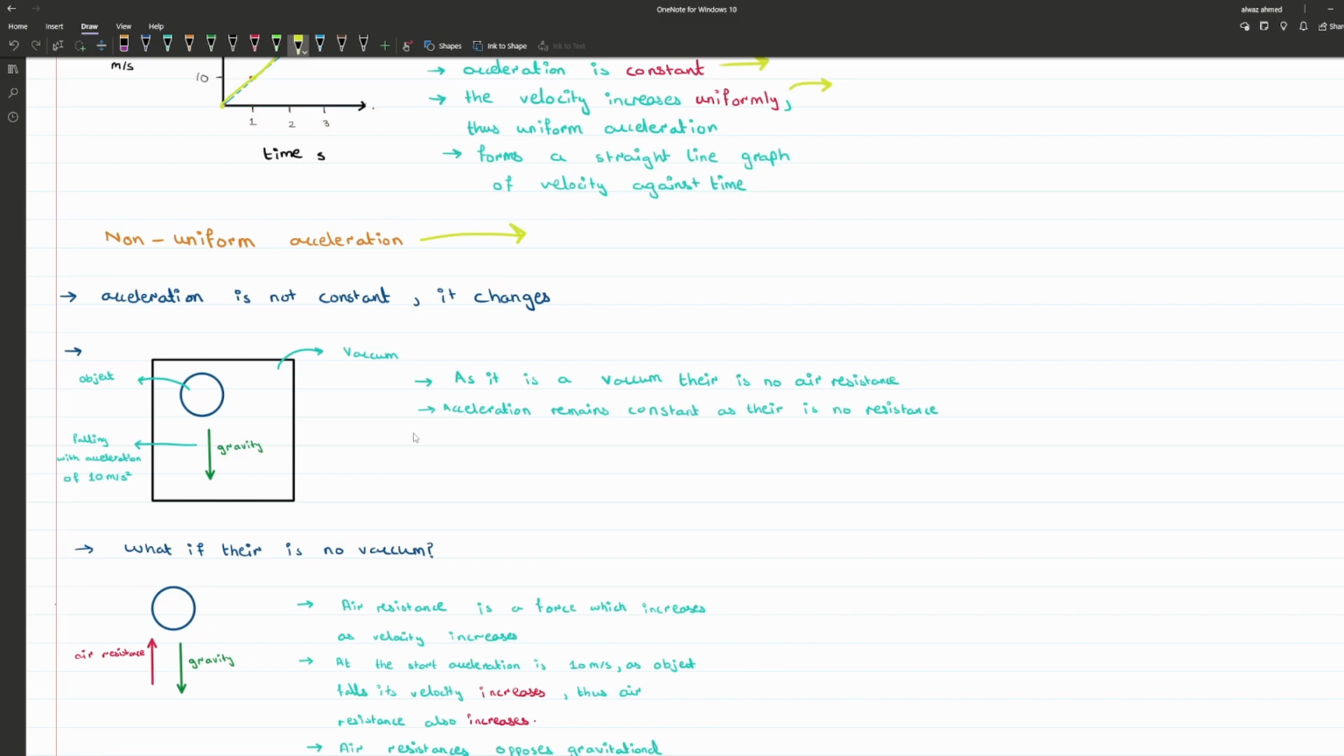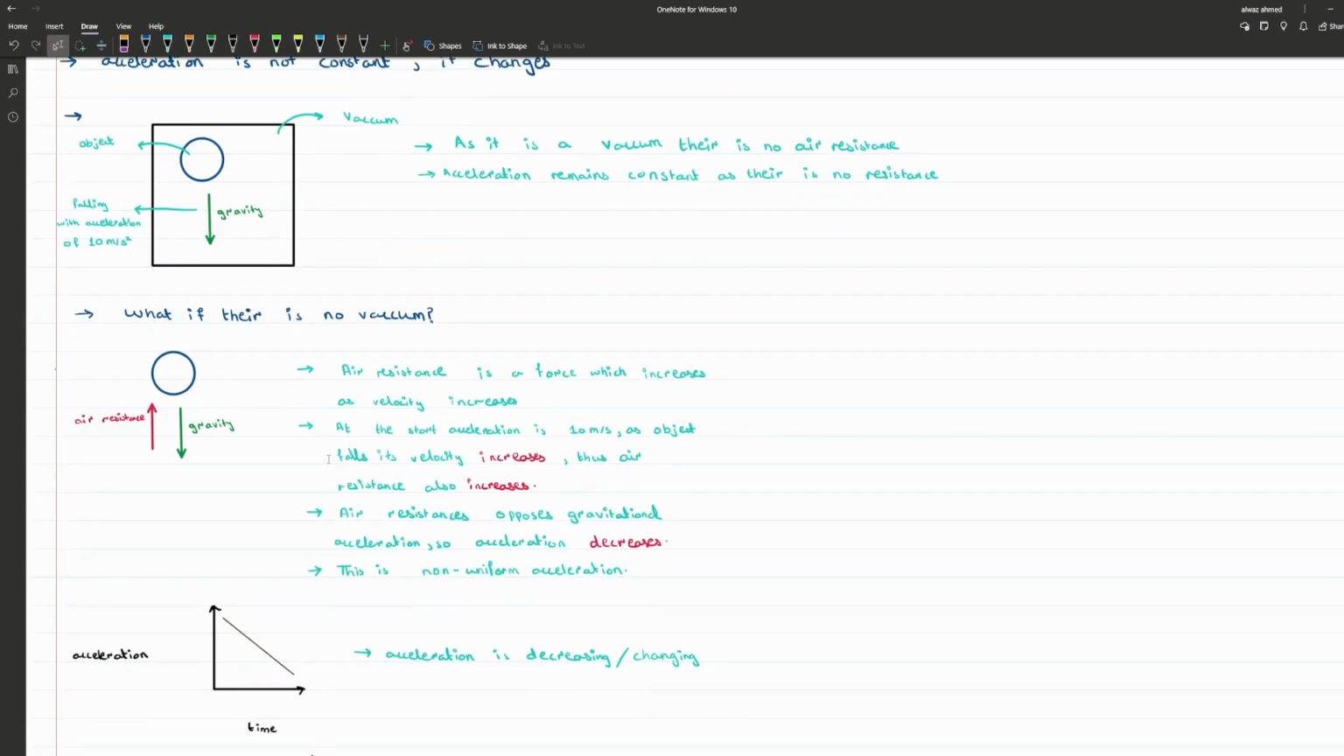We've put an object inside the vacuum chamber, and if we let it go, the object is going to fall with an acceleration of 10 meters per second squared constantly. Okay, as it is a vacuum, there is no air resistance, thus the acceleration remains constant.